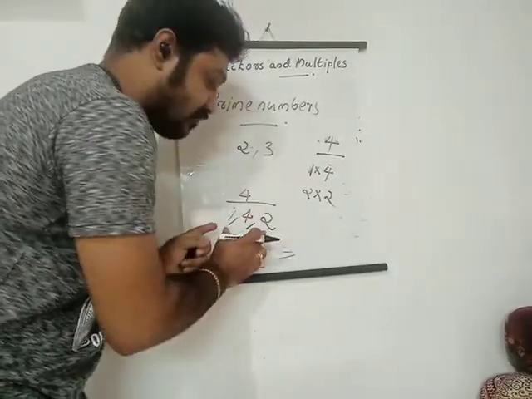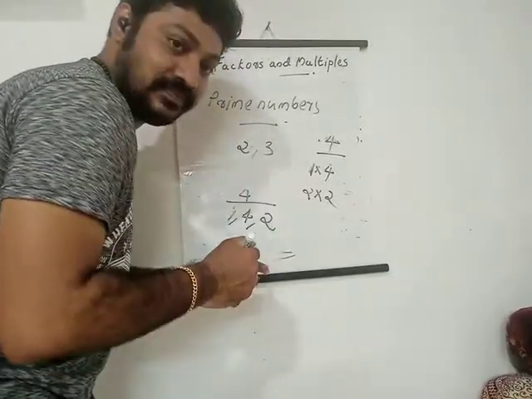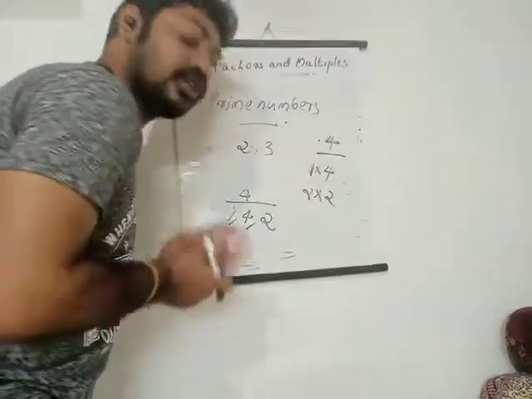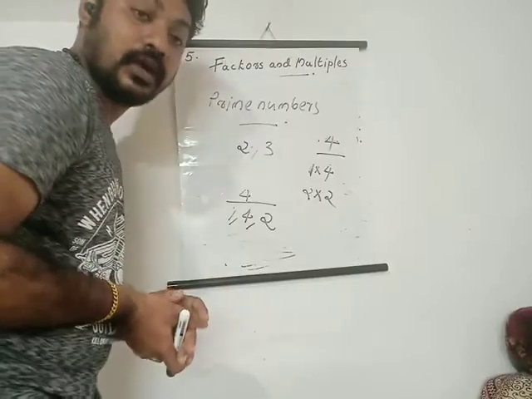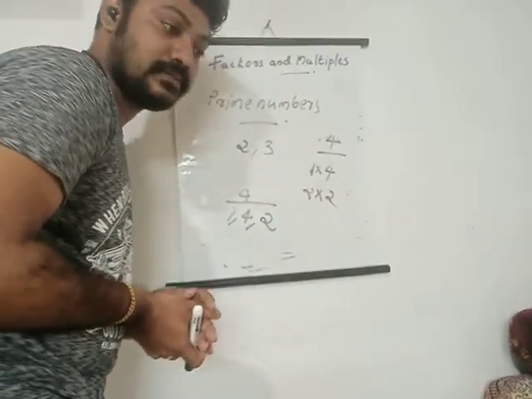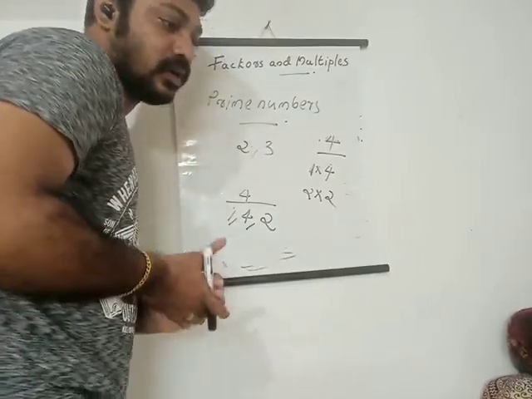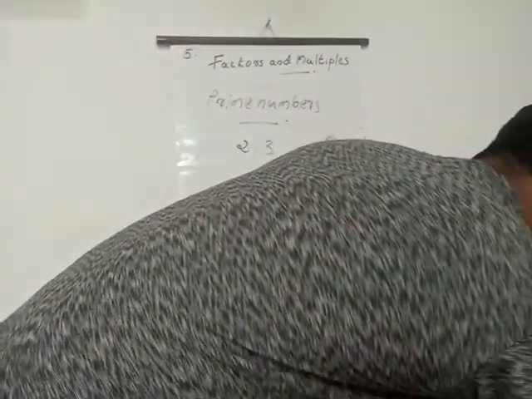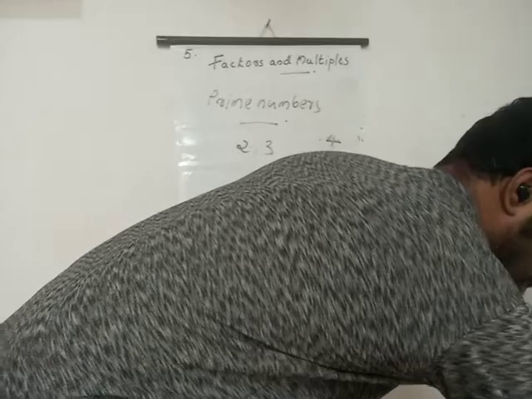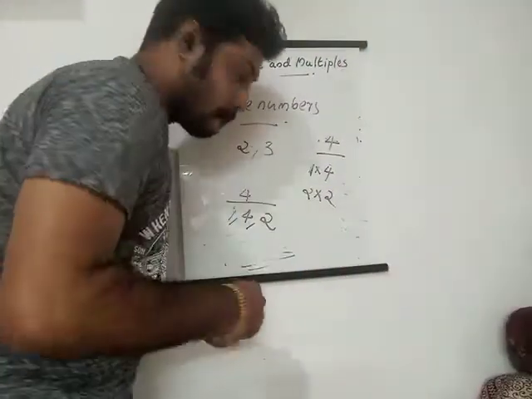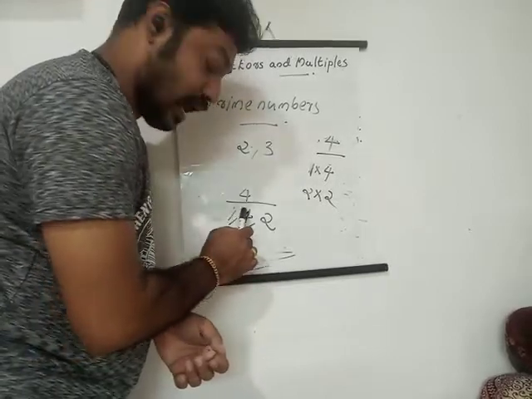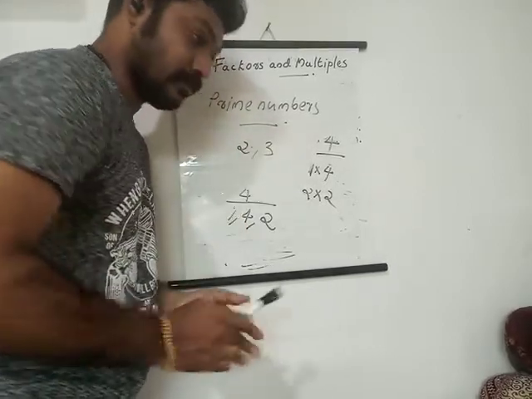Why? It has more than 2 factors. It has one more extra factor, that is 2. So these numbers are called composite numbers. So 2 and 3 we got as prime numbers, and 4 as a composite number.